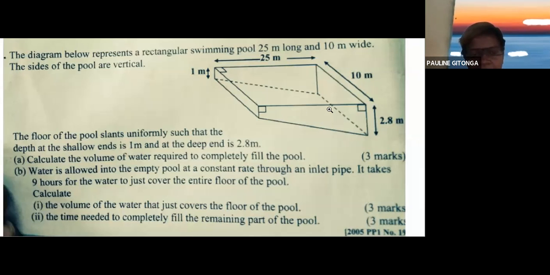Remember, the volume of this shape will be the surface area multiplied by the height. The surface area on this face looks like a trapezium, because the shape is the same as the one at the other side. So you divide that shape to get a triangle and a rectangle. A triangle of base 1.8 and a height of 25, then the rectangle of 1 meter by 25. After that, you add the two areas, then you multiply by 10 to get the volume of that pool.